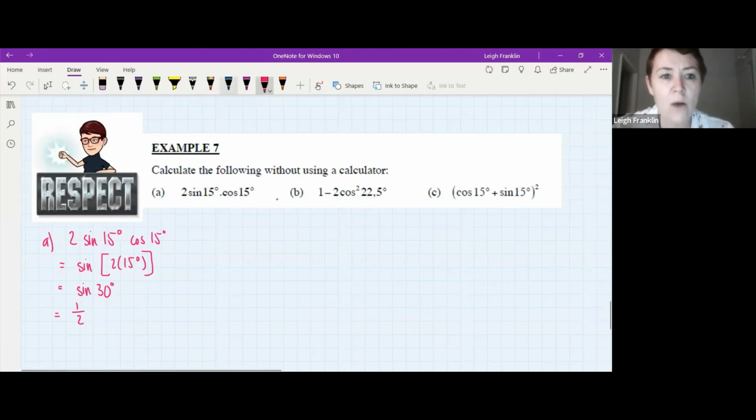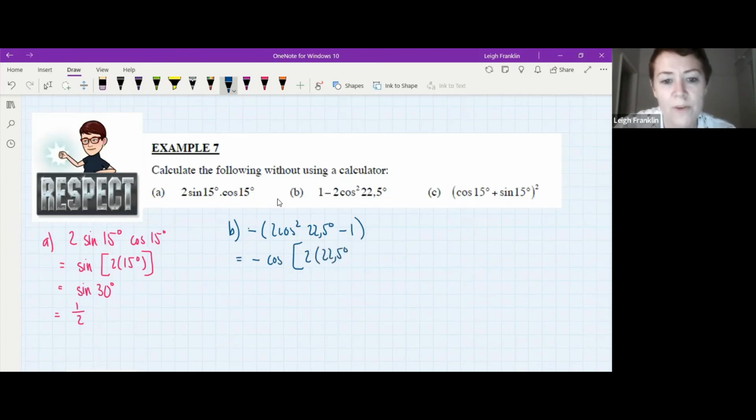Okay, now with B, don't fall into the trap again. Remember Kumo was the one that got this right. 1 minus 2 cos squared 22.5. All right, remember the first thing that we've got to do is take out the negative. I hear all of you yelling that. Right, perfect. So we're going to take out the negative, and that's going to leave us with 2 cos squared 22.5 minus 1.